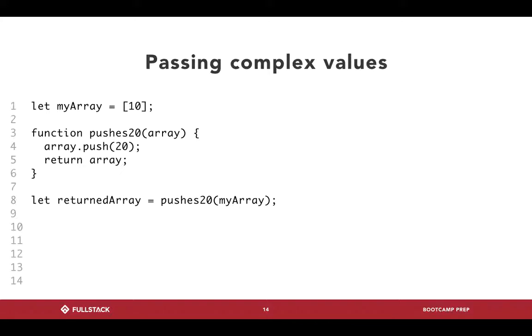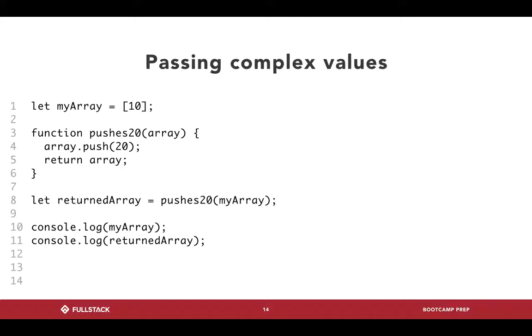On the other hand, if I have something like this now, this is almost identical to the code that we just had, except now instead of my num, it's my array. And so I have this function called push this 20. It takes in an array, and we pass in my array. My array becomes array here between lines 3 and 4. And so at this point, is array a copy of the value of my array, or is it a copy of the reference? It's a reference.